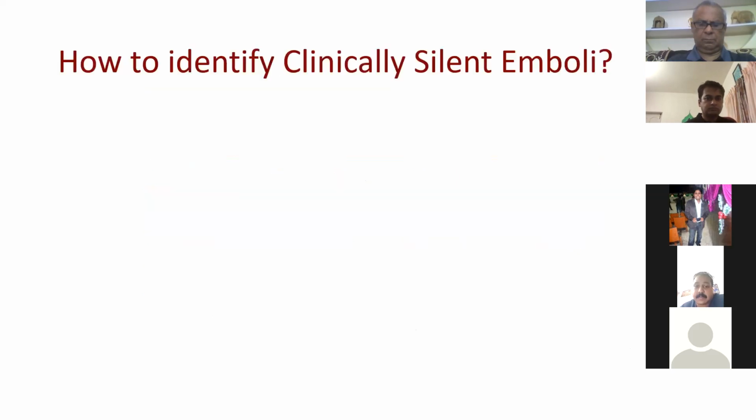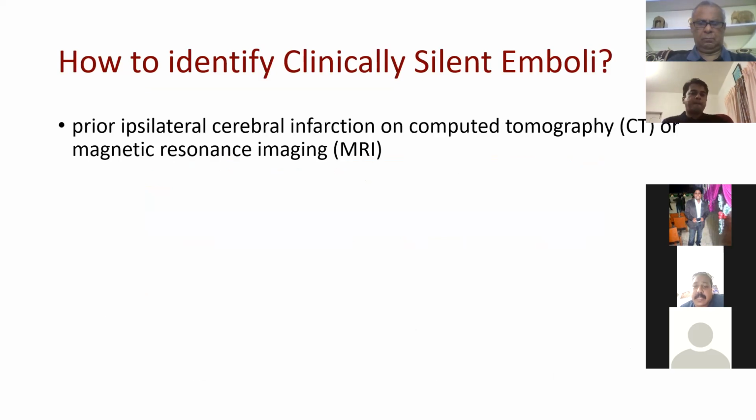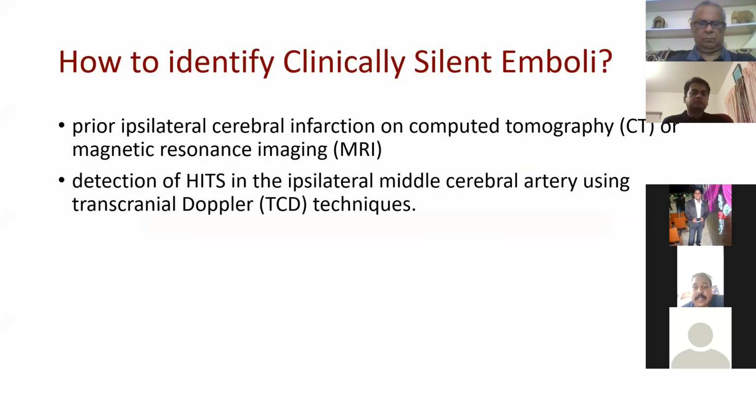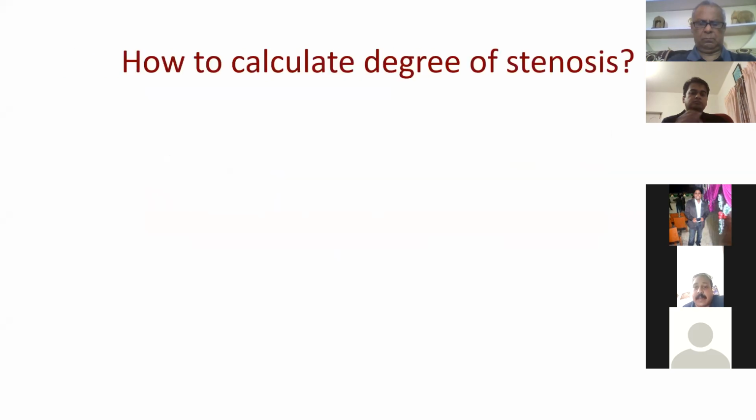Next slide. Then the next step is to identify a clinically silent emboli. So how to identify emboli? Next. Either we can do a CT or an MRI and see whether an infarct is there, a prior infarct, or we can look for high intensity signals in transcranial Doppler. But that is not practical because in 10% of cases the TCD window may not be there. It is not standardized everywhere. So the TCD may not be practical.